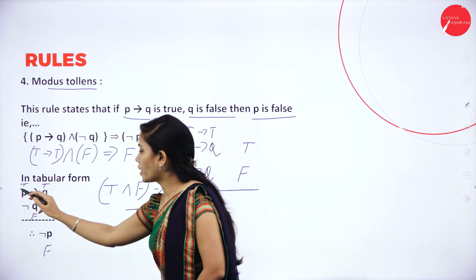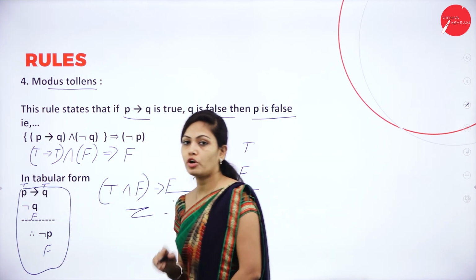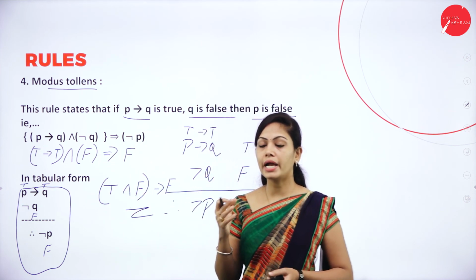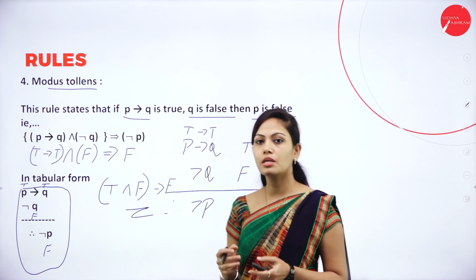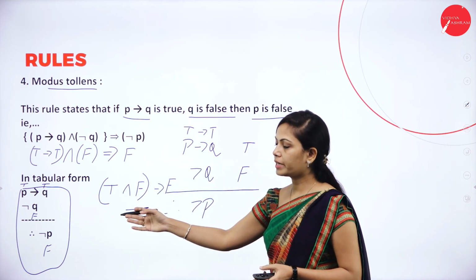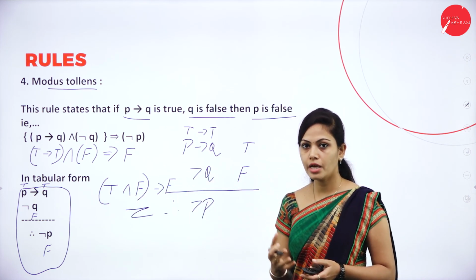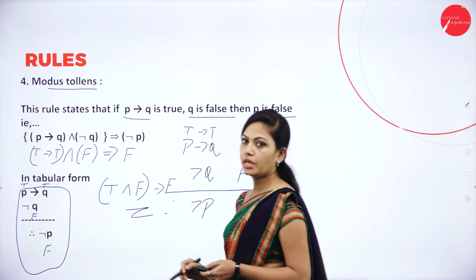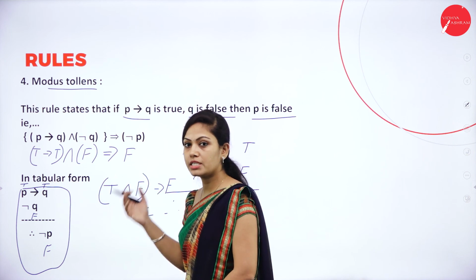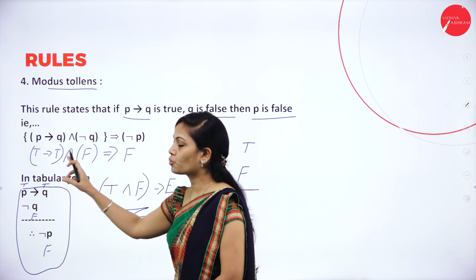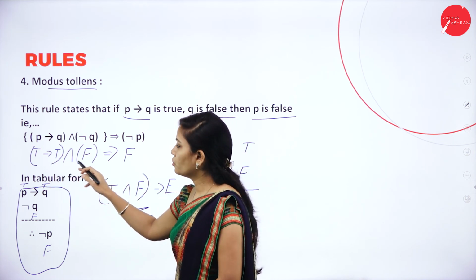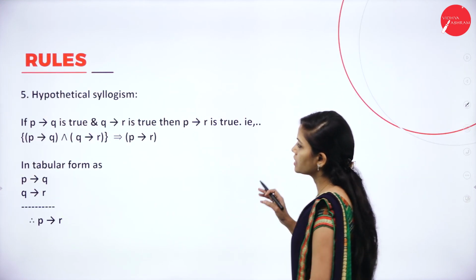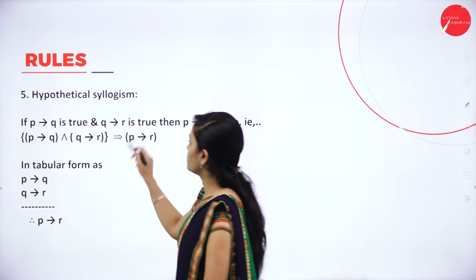Dear students, this tabular form is very important for problem solving. Please remember this modus tollens, simplification, addition and modus ponens. These are the tabular forms we use in problem solving. Clear? For every statement, you can find whether it is valid or not with the help of these truth values. So, you have to practice the truth table first. The next statement is hypothetical syllogism.